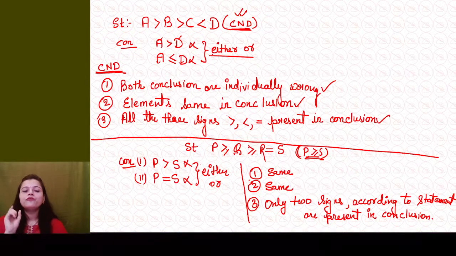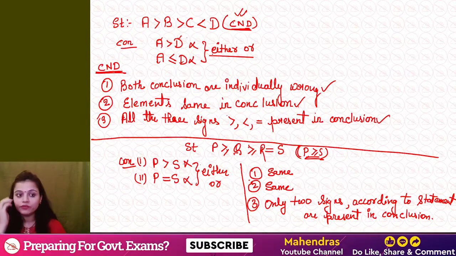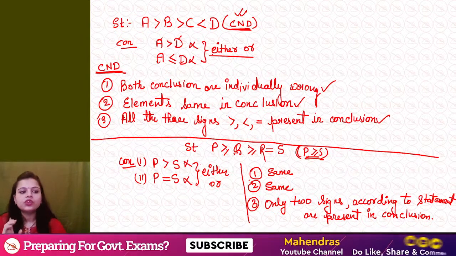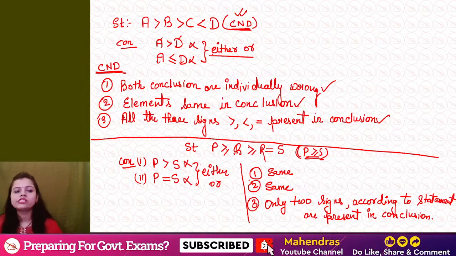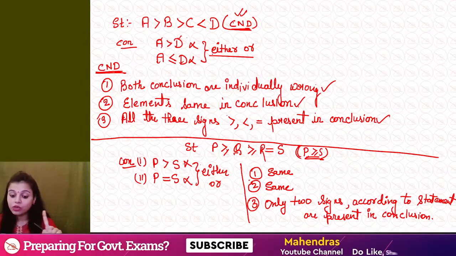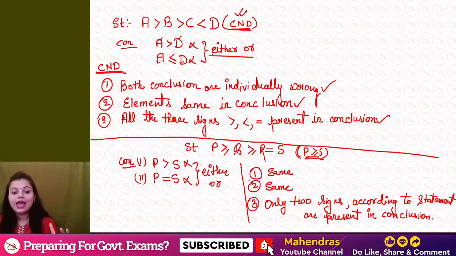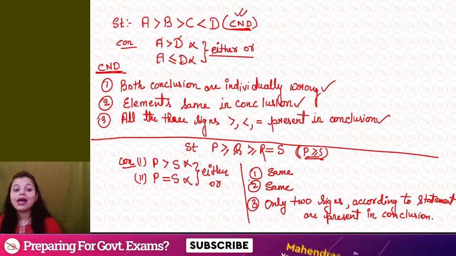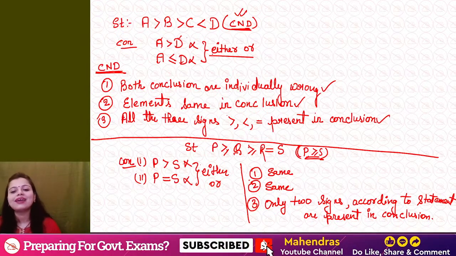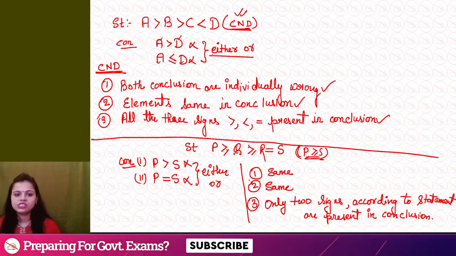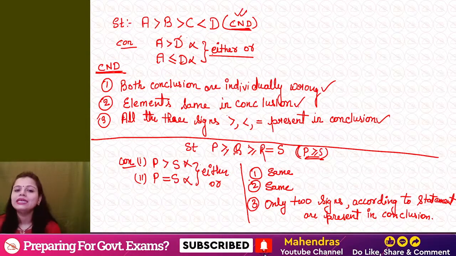Always remember, when the statement is CND, then in that case you have to check the three rules written above. Rule number 1 is conclusions individually wrong, rule number 2 is elements same in conclusion, and rule number 3 is all the three signs present in conclusion. So these are the three rules you have to go for in the CND case.